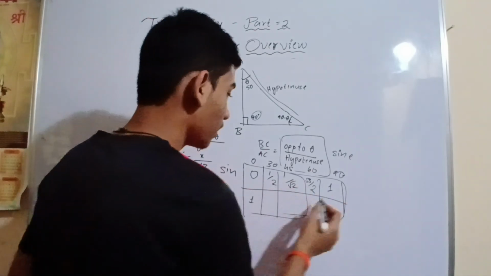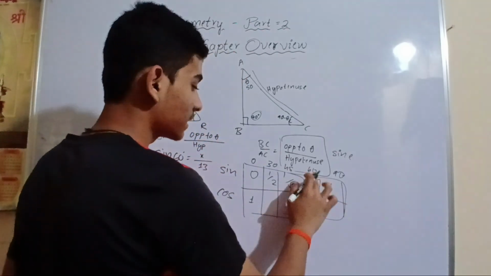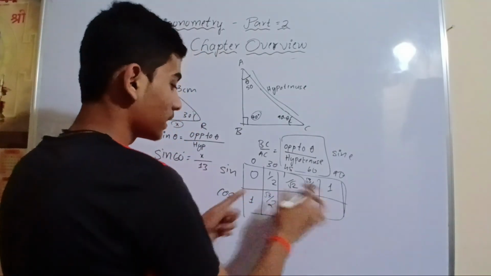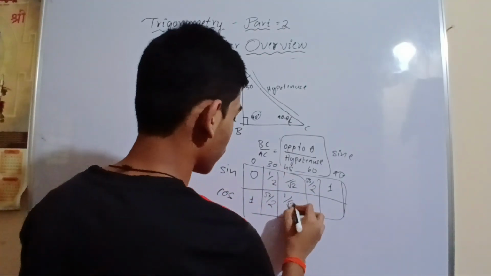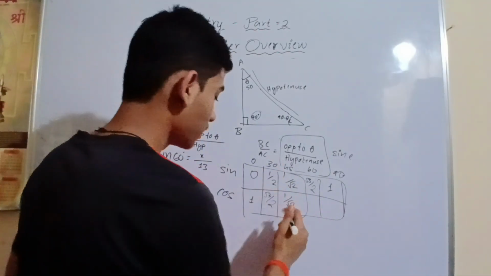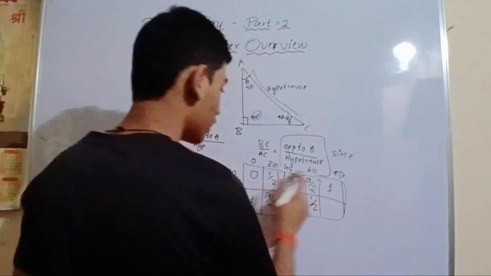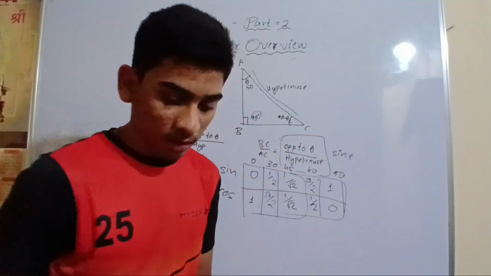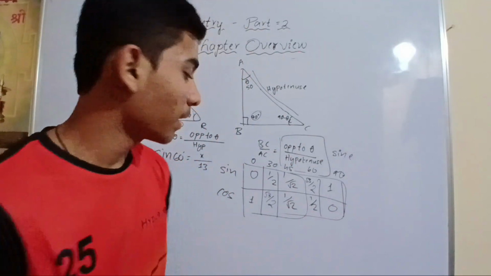Cos 0 is 1. Cos 30 is sine 60, root 3 by 2. Cos 45, sine 45, both are the same, 1 by root 2. And cos 60 is sine 30, 1 by 2. And cos 90 is sine 0, which is 0. So remember these two, and you even need to remember tan.